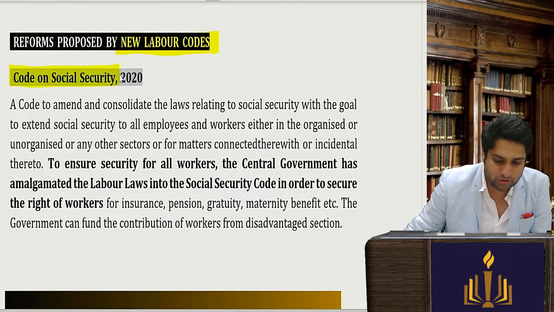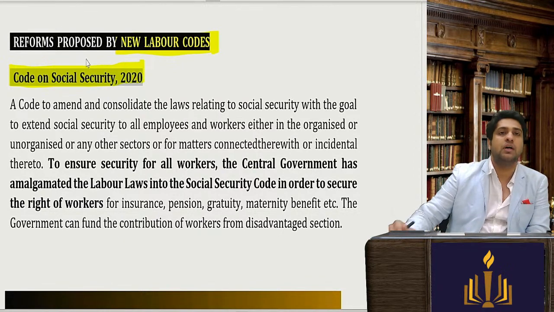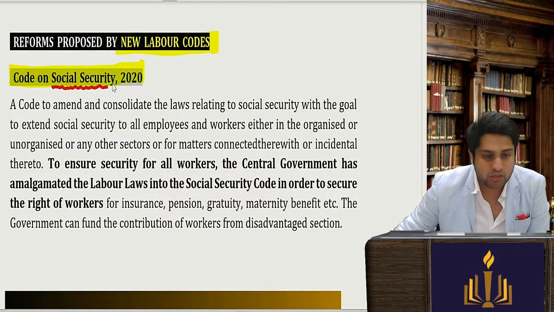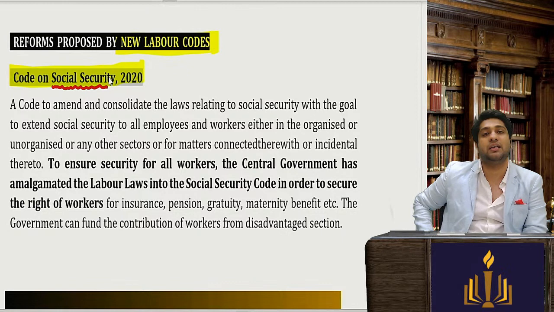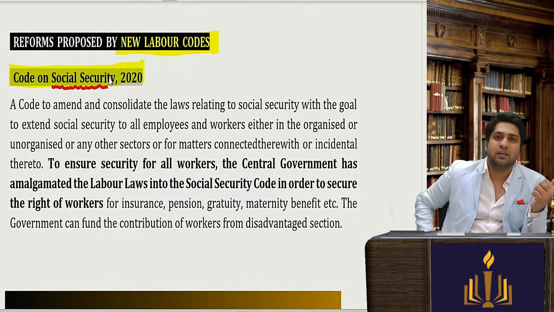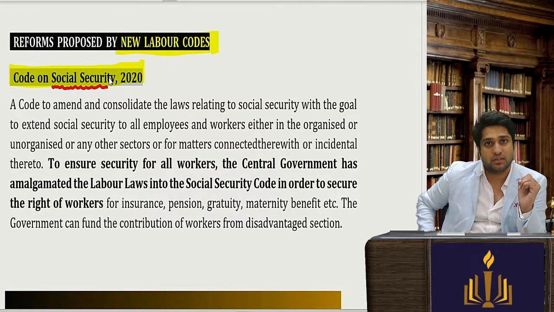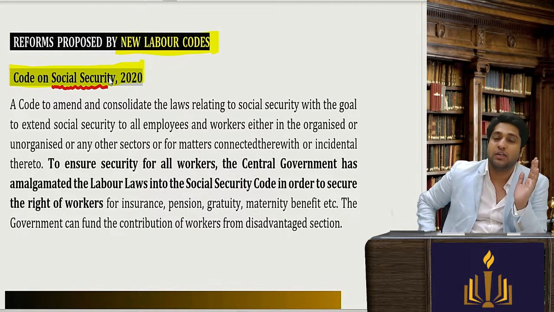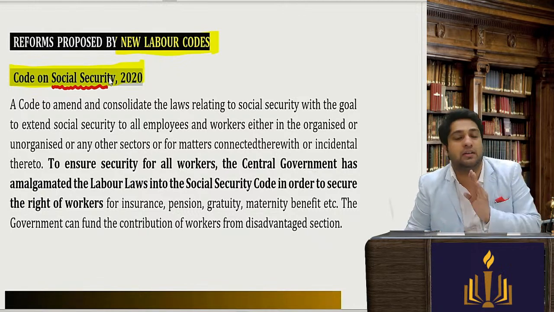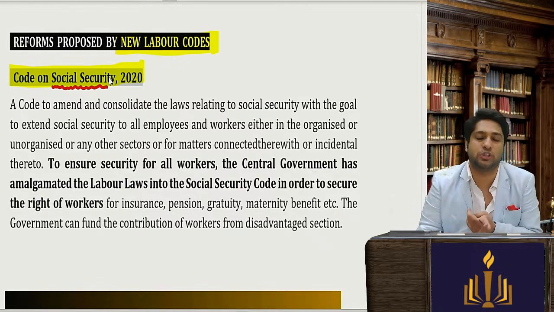So code on social security. The word social security, you will see this in many developed countries such as Canada, where if a person is unemployed, they get unemployment allowance from the country. So in Canada, a Canadian, if he loses his job, he gets paid from the government. So this is the kind of social security.